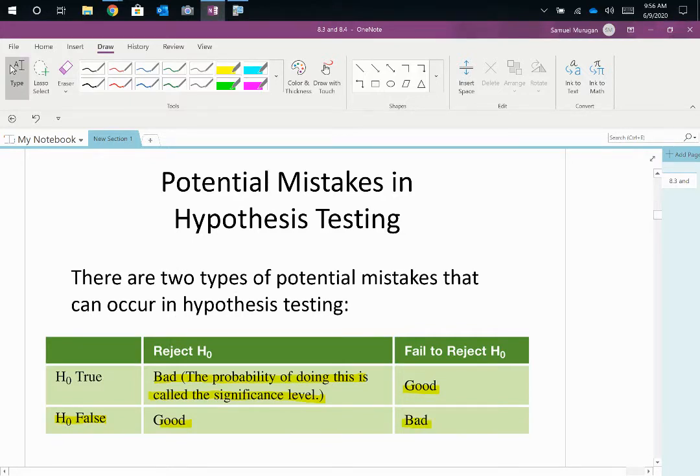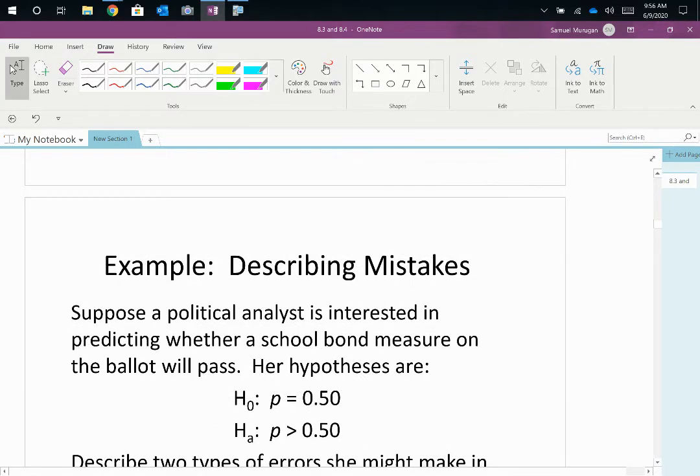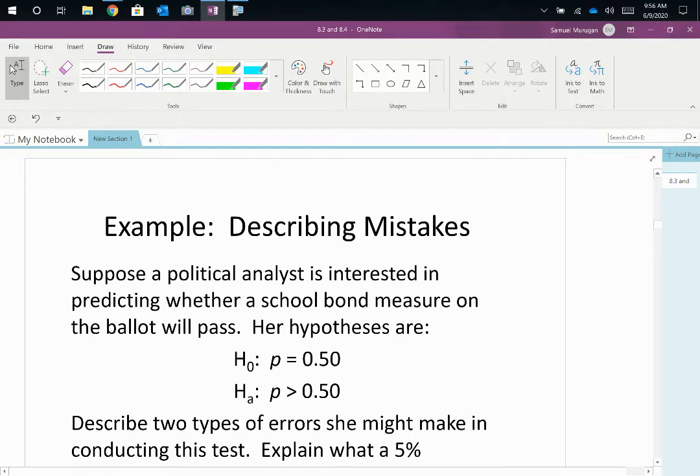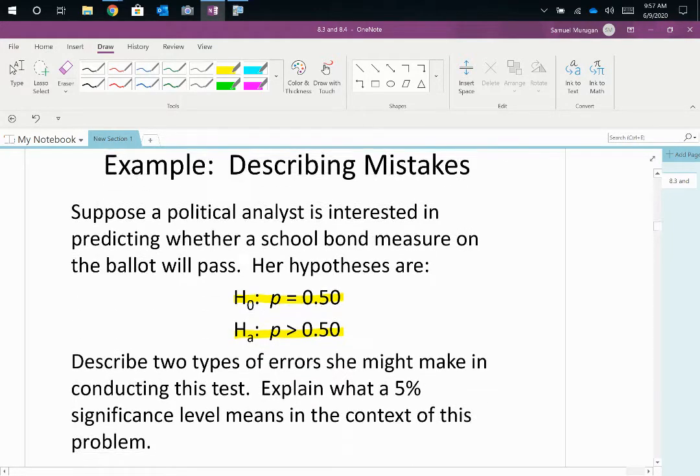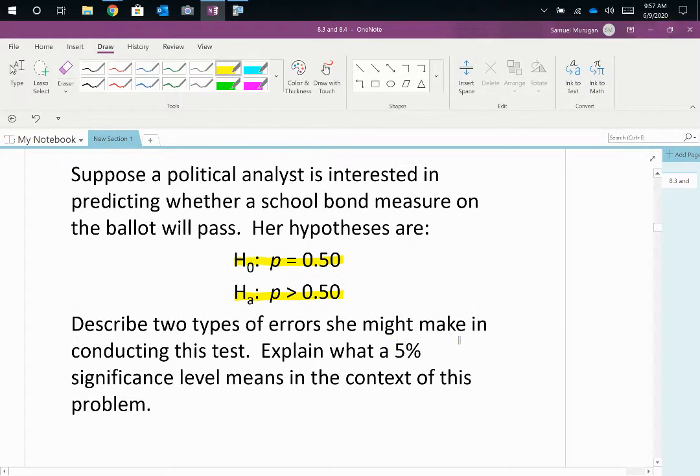Failing to reject the null hypothesis is bad. Now, why are these mistakes? So let's talk about why these could be potential mistakes. Suppose a political analyst is interested in predicting whether school bond measures on the ballot will pass. Her hypothesis test has the null hypothesis P is equal to 0.5 and the alternative hypothesis P is greater than 0.5. Describe two types of errors she might make conducting this test.